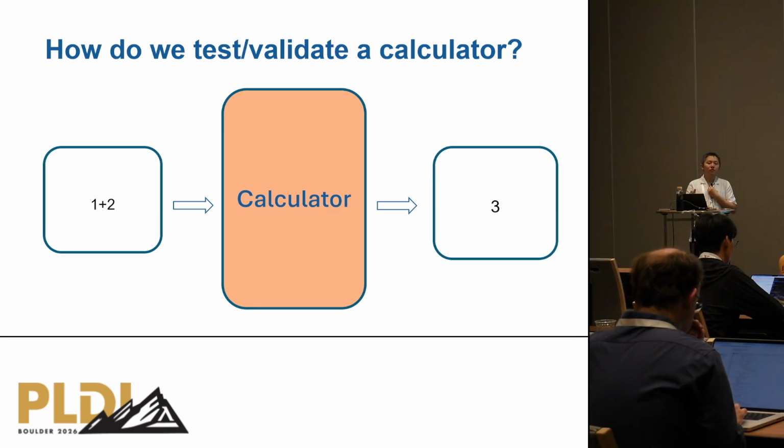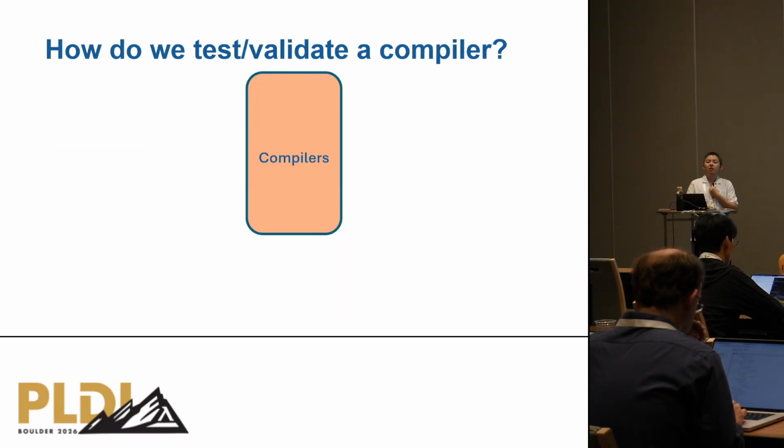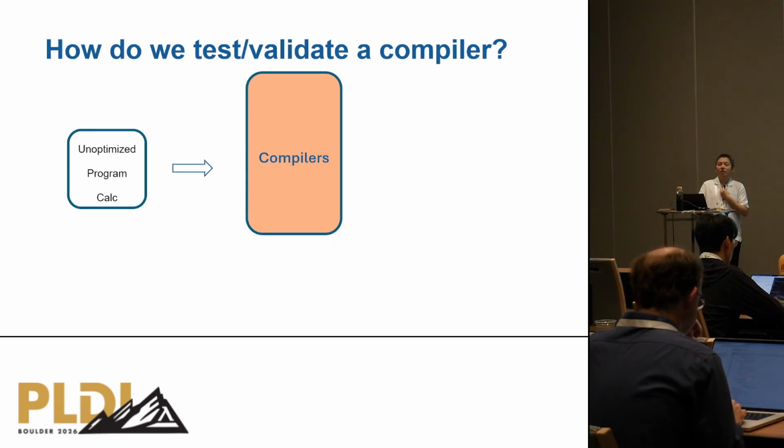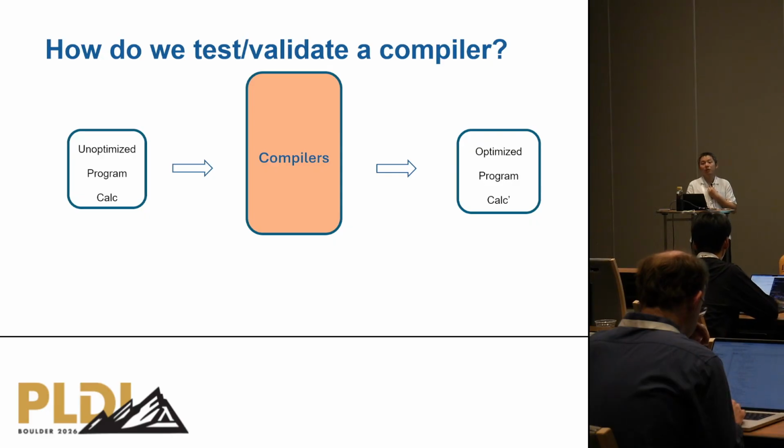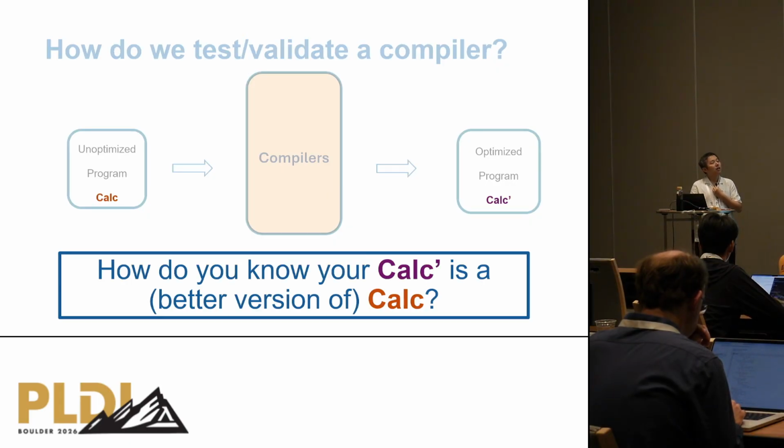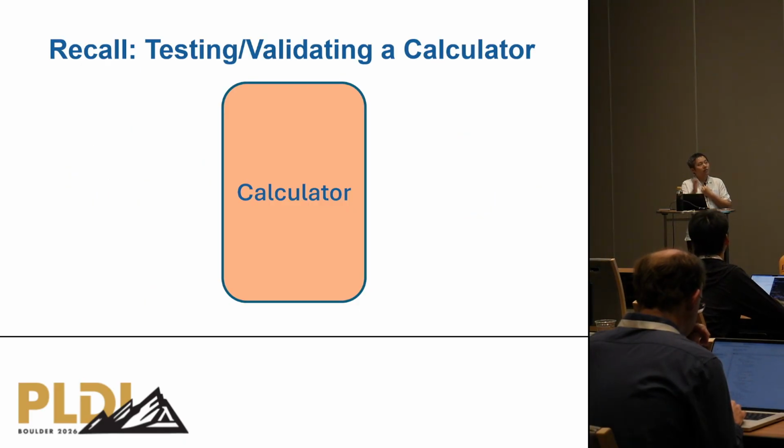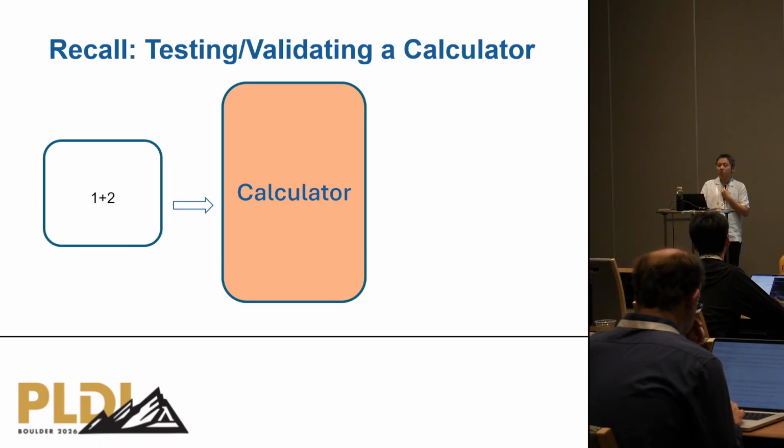Okay. Now let's shift gears a little bit and talk about compilers. Because a compiler is a higher order program, the input to the compiler is yet another program. Without loss of generality, we assume that the input to the compiler for the scope of our talk is a calculator. The compiler will perform code optimization and produce an optimized version, calculator prime. So in this case, you have a bigger question to solve. Basically, how do you know that calculator prime is actually an improved version of your original calculator? According to our previous slides, we know how to validate a calculator, which is straightforward. You just generate a bunch of inputs and observe the output.